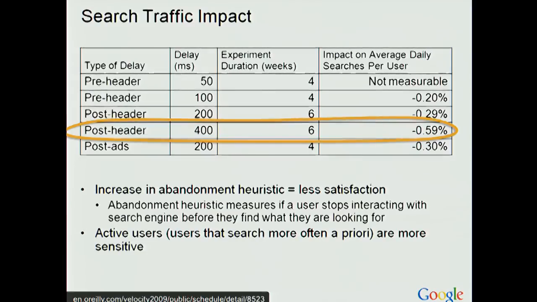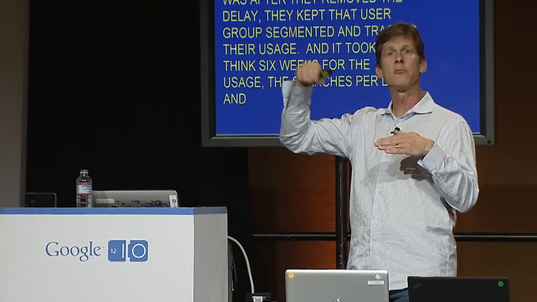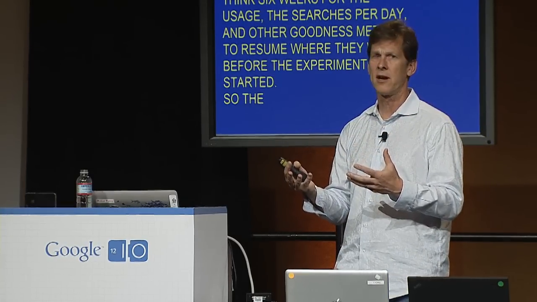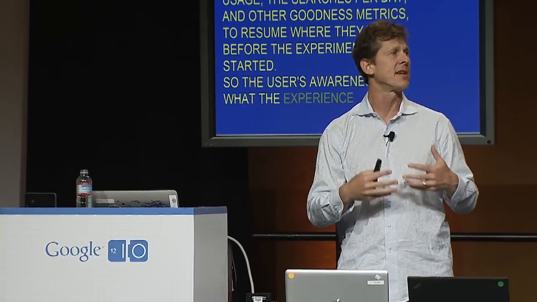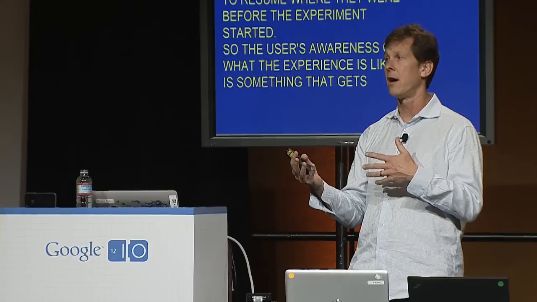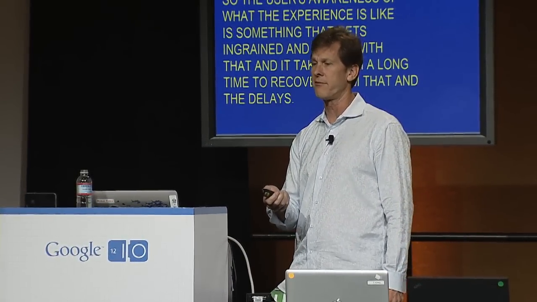The thing that was really interesting about this study was that after they removed the delay, they kept that user group segmented and tracked their usage. And it took, I think, 6 weeks for the usage, the searches per day, and other goodness metrics to resume where they were before the experiment started. So the user's awareness of what the experience is like is something that gets ingrained and lives with them, and it takes a long time to build that and also to recover from delays. So it's important to stay on top of keeping your website fast.